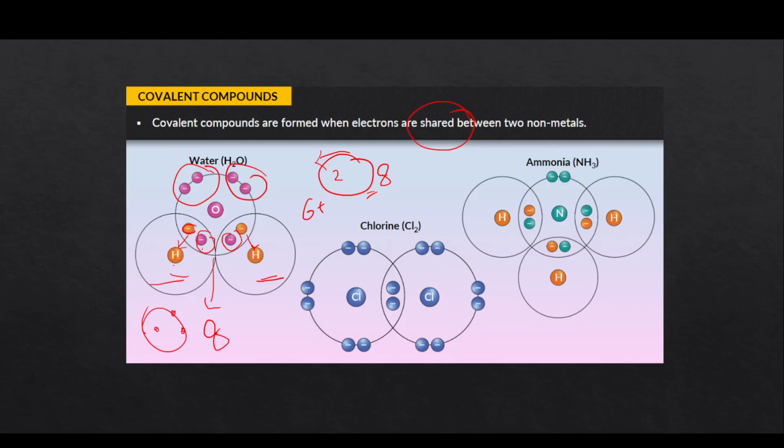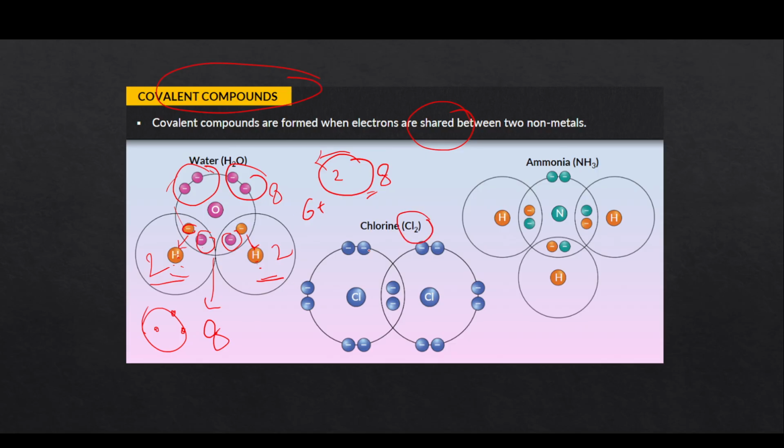So this hydrogen requires one more, which it will take from the oxygen. It will not take, it will share actually. And that's how this hydrogen has two, this has two, and this oxygen has 8, because it is sharing with two hydrogen atoms. That's how they all become stable, by sharing of electrons, and they make covalent bonding, which is formed by sharing of electrons, and this compound is called a covalent compound.